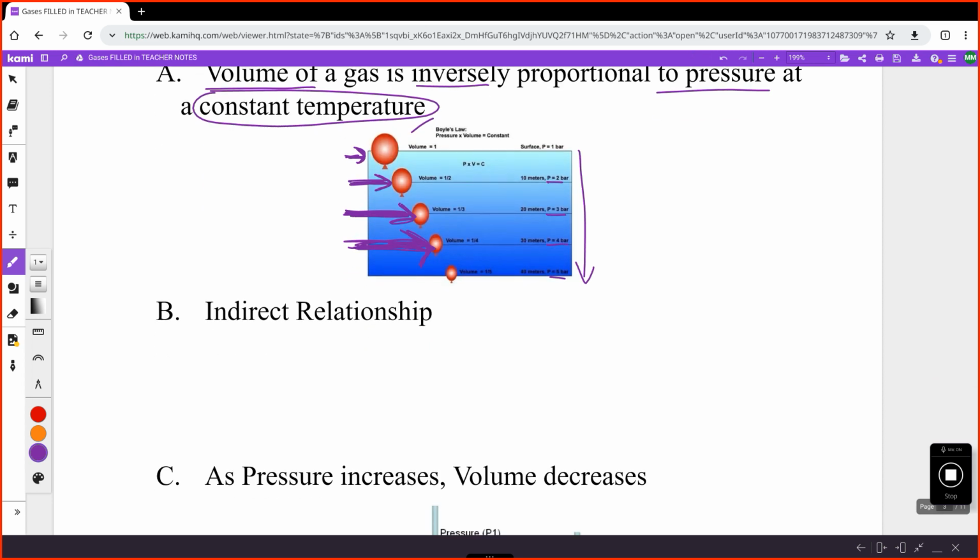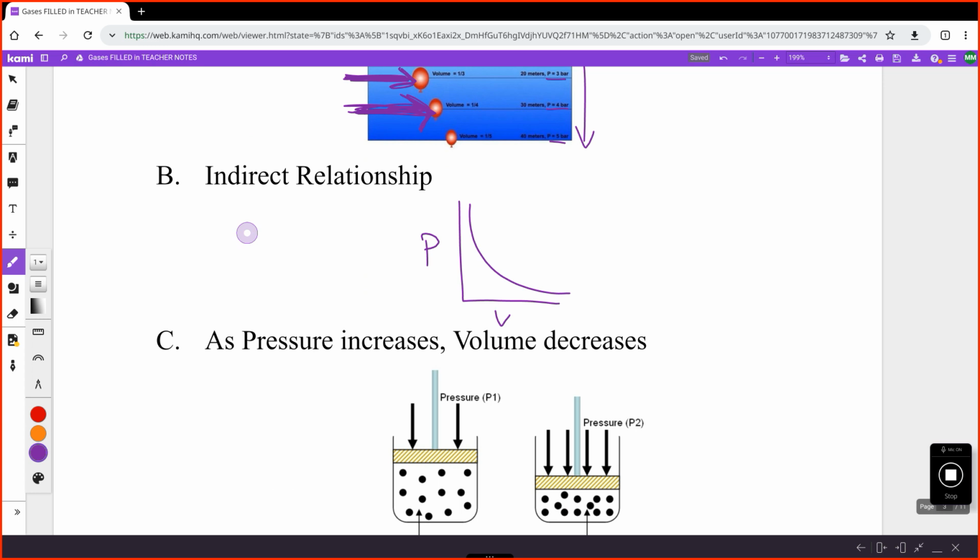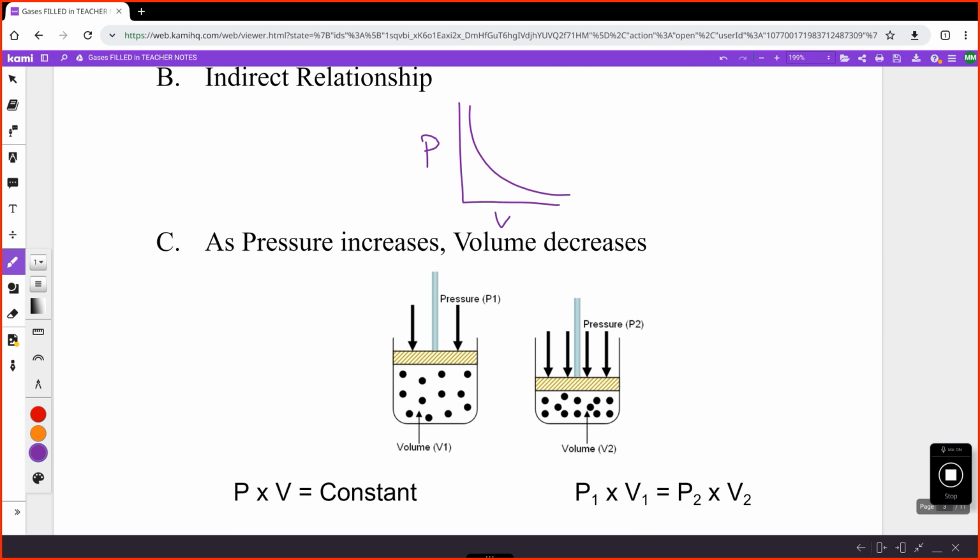So this inverse relationship between pressure and volume looks like that. Graphically, it looks like that. Because as pressure increases, volume then decreases.